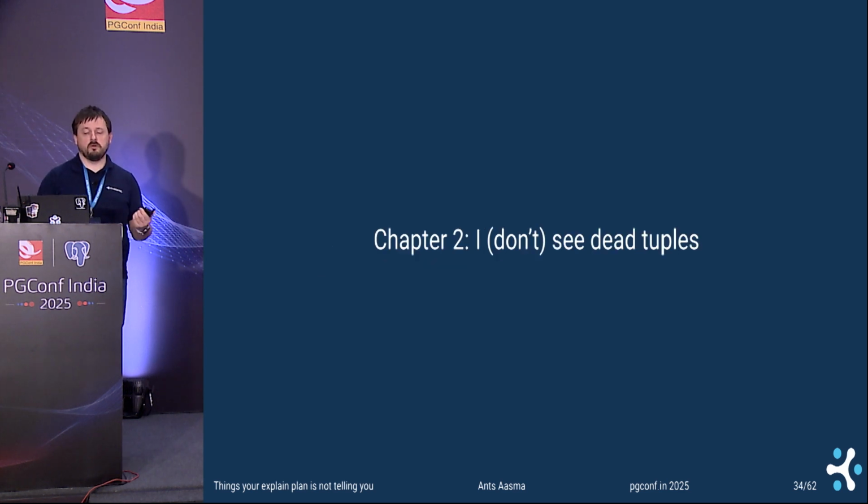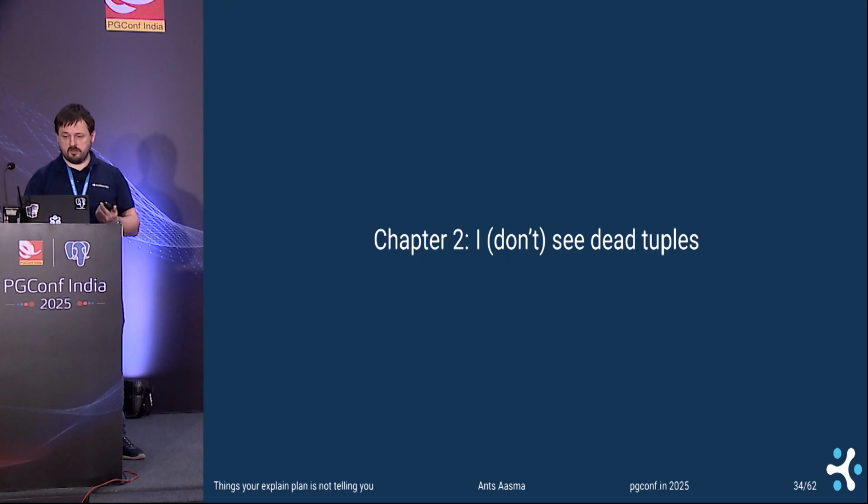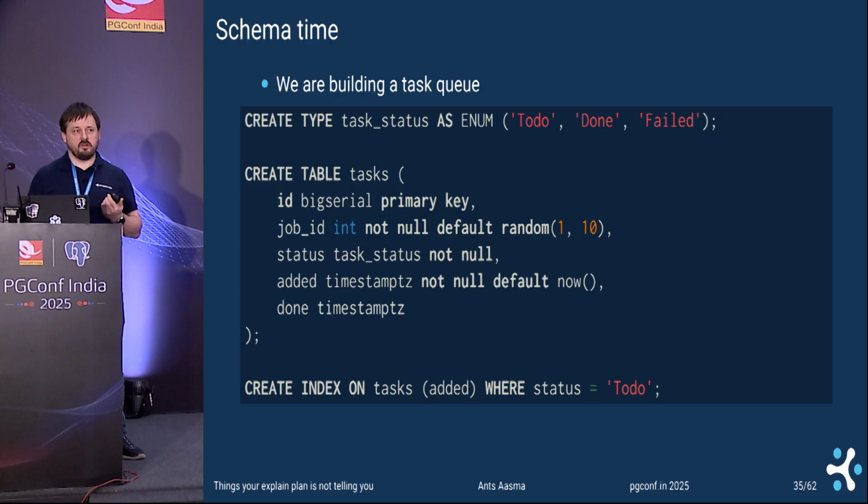Let's move on to another topic, visibility. For this one, we need a different schema. So let's build quickly a task queue, a message queue type of thing. So we have a task status type that can be to do, done, or failed for a task. There we have an ID, job ID, then a status field. When was this task added, and is it done or not?